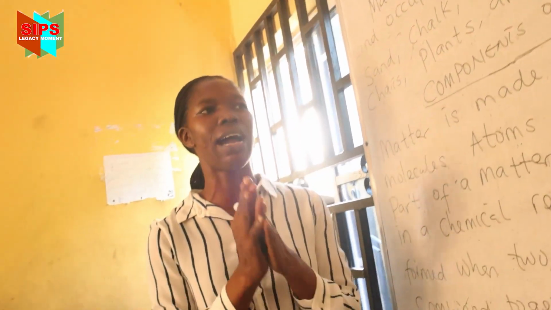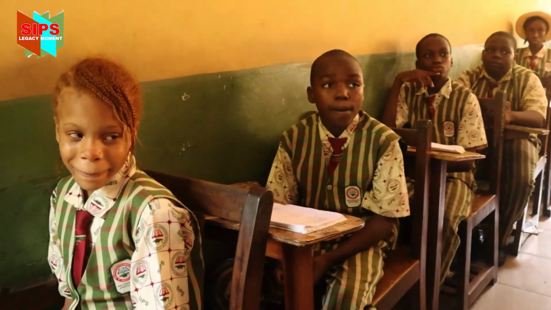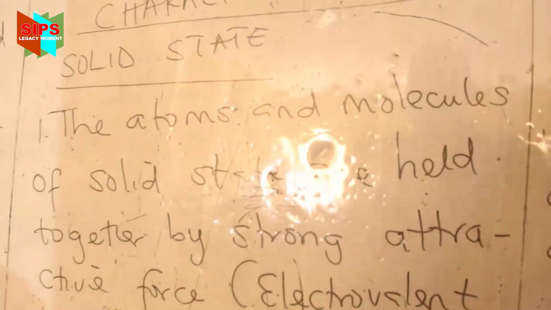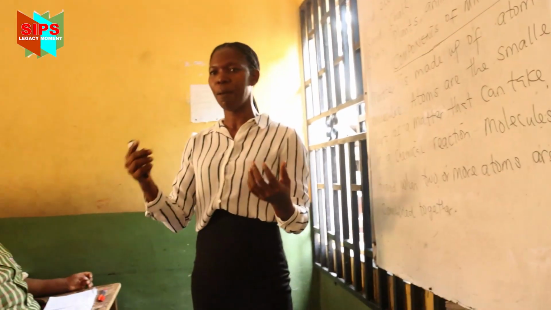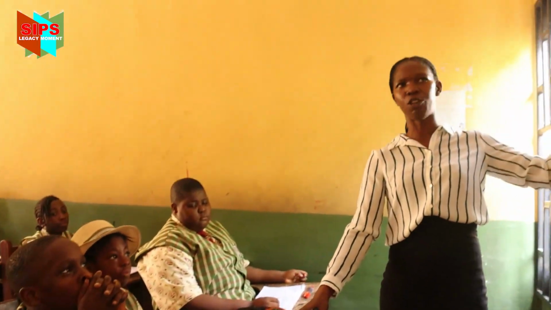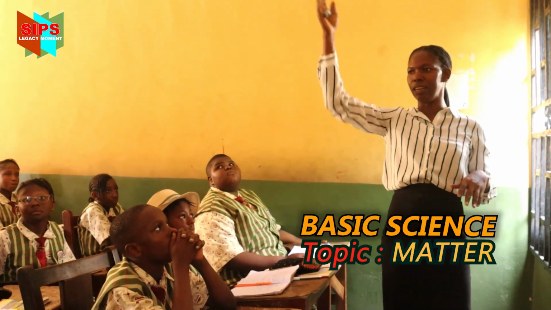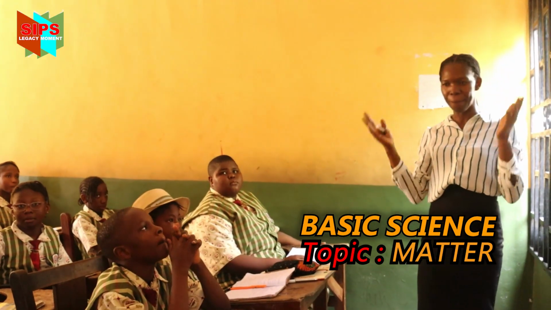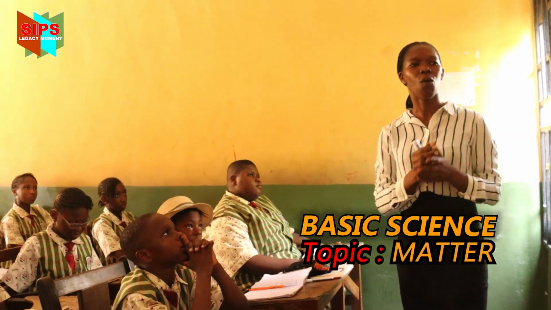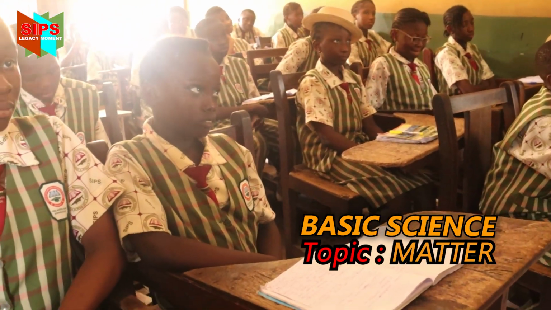Now we'll go to the characteristics of the solid state. Before we go there, I'm going to mention a few examples of matter that exist as solid. Benches, your chair and table, this board we are using, this building, the fan, they are all examples of what? Matter that exists in solid state. Now, what are their unique characteristics? What makes them different from liquids and gases?